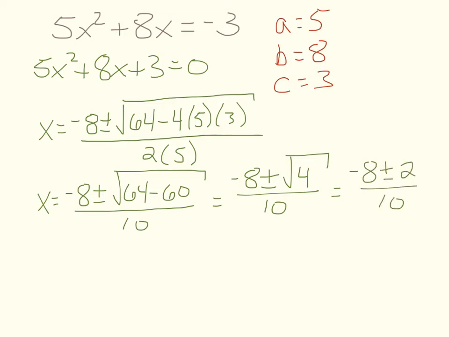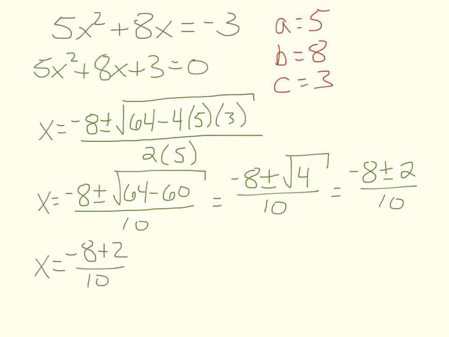Now remember, we're going to get a potential of 2 answers here because of this exponent. And that's why it's very important to have both a plus and a minus. Now if you can simplify it, then you should simplify it. Okay, so we can do this. This is very easy to simplify. We're going to just have two separate answers here. One of them is x equals negative 8 plus 2 over 10.